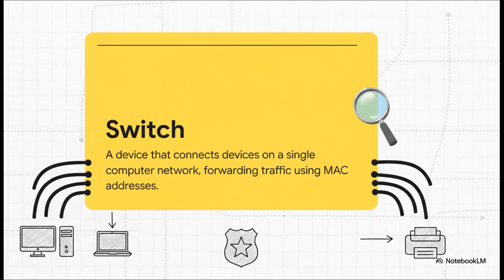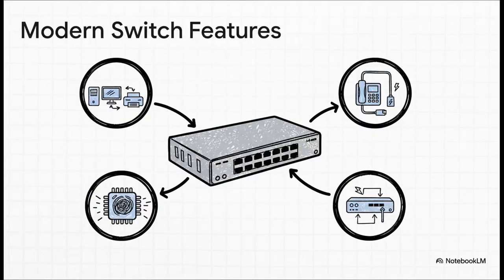way. So if the router connects different networks, what connects all the devices inside a single network? Well, that's where the switch comes in. The switch is the local traffic cop. It makes sure that when you send a document to the printer down the hall, it goes only to the printer and not to everyone else's computer in the office. And modern switches are incredibly smart.